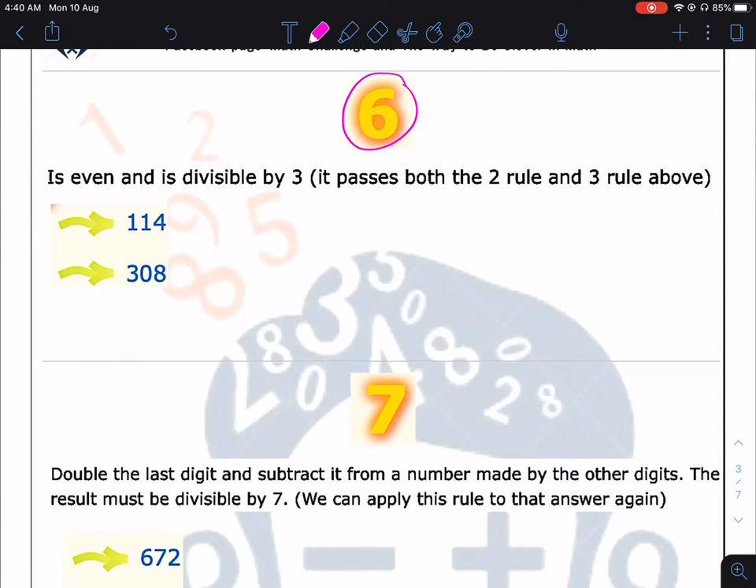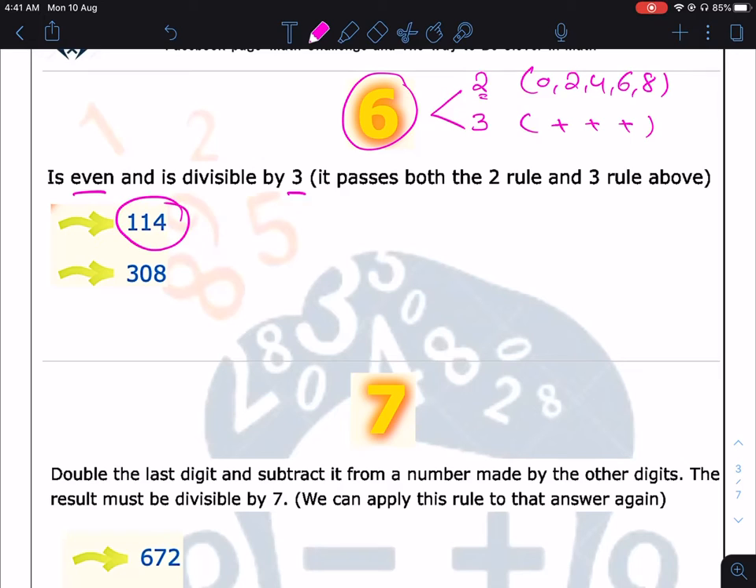6. To check divisibility by 6, the number should be even and divisible by 3. The number is divisible by 2 and the number is divisible by 3. So for divisibility by 6, you have to check divisibility by 2 and divisibility by 3. Divisibility by 2 means the last digit is 0, 2, 4, 6, or 8. For divisibility by 3, you have to add all the digits, and the answer should be divisible by 3.